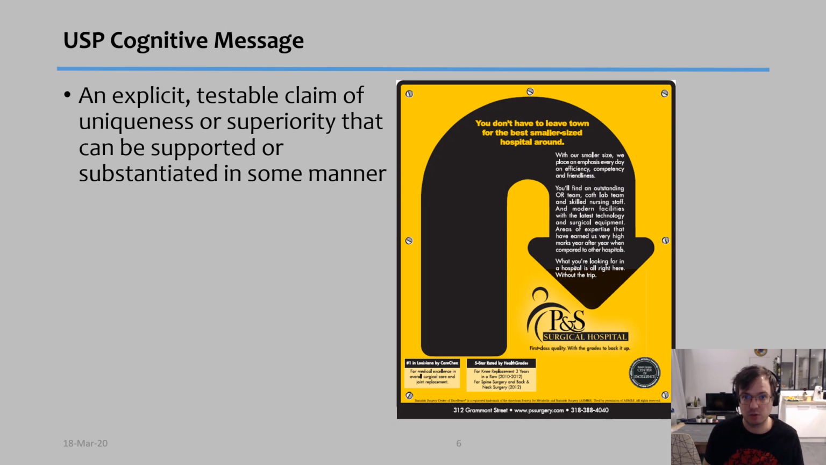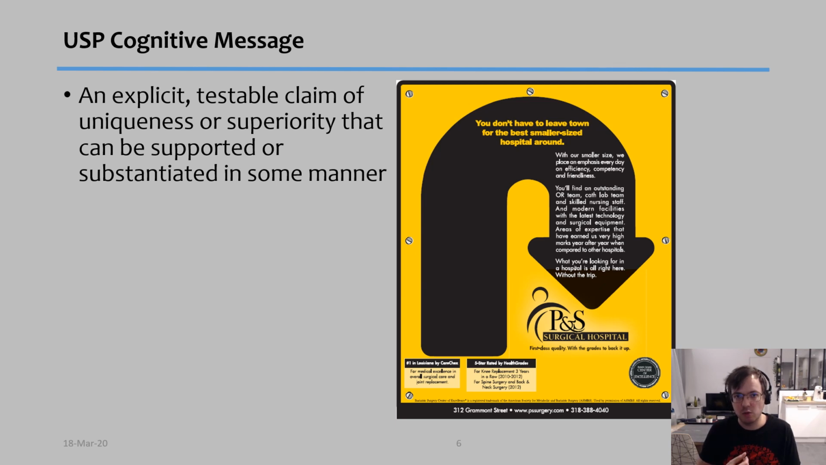The next type of advertisement strategy we call the unique selling proposition cognitive message. So the USP. So this is when you make a claim, like I say on the slide, explicit, testable, okay, that your product is unique or superior, and this can be supported in some way. In other words, on the previous one it's a claim, but on this one it's a proven claim.